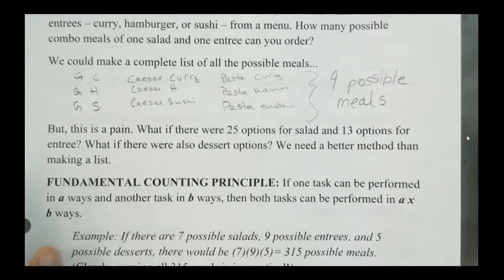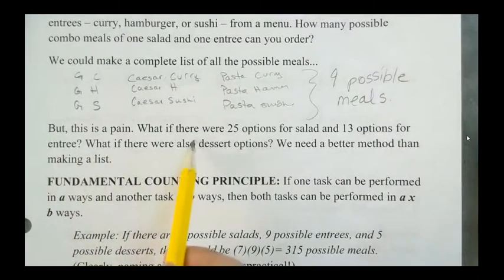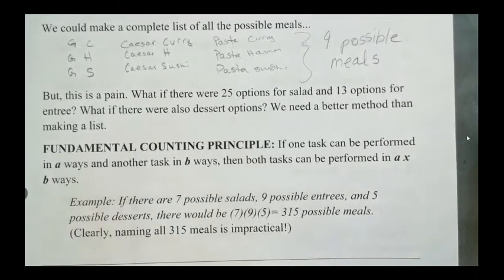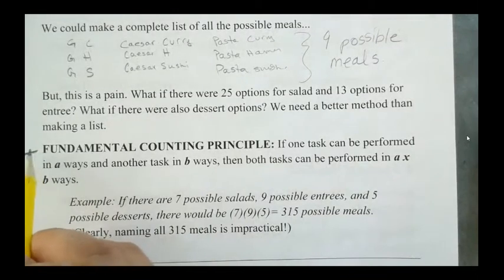This would be a pain if we had to do this with 25 options for salad and 13 options for an entree. It could get to be way too much work all of a sudden. And what if we threw in dessert as an option? We have a better way to figure out how many different possibilities there are. This is what's known as the fundamental counting principle.